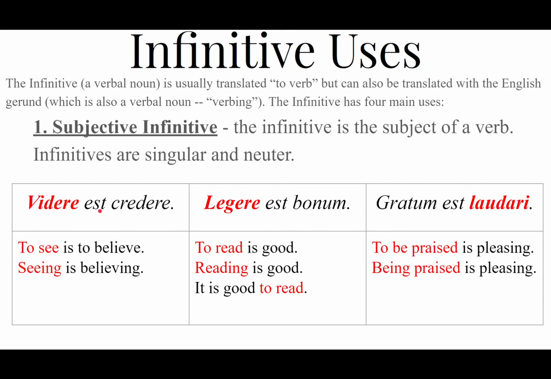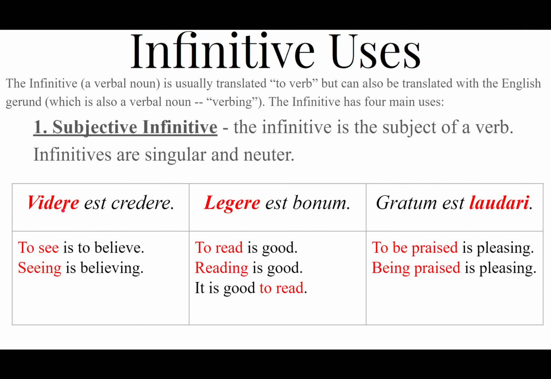The verb is est. Who or what is doing the verb? Who or what exists? Videre is. It's an action, seeing, but it's a noun. It's a verbal noun. An infinitive is a verbal noun. Seeing, the act of seeing. It is, est, equals, predicate nominative, credere, another infinitive. This one is a predicate infinitive. It's the predicate of the subject, videre.